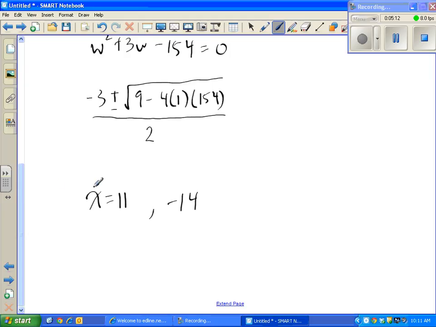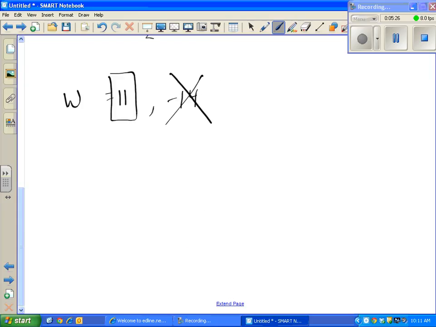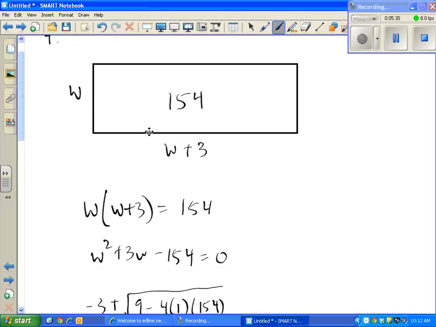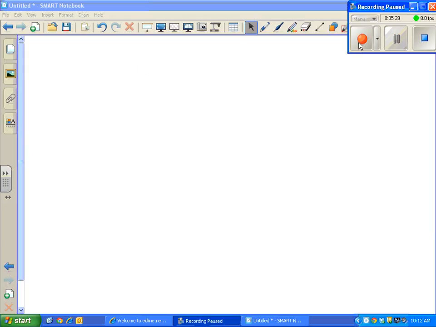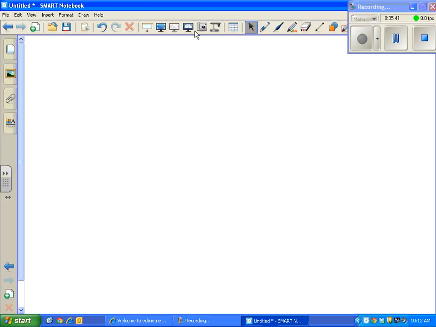This one doesn't make sense, and I should not have written x here. I should have written w. Negative 14 does not make sense for our variable because it's the width, so we do not accept that answer, but we do accept this as our width, so 11 is our width. Therefore, if 11 is our width, 14 must be our length. And that is what it wants.